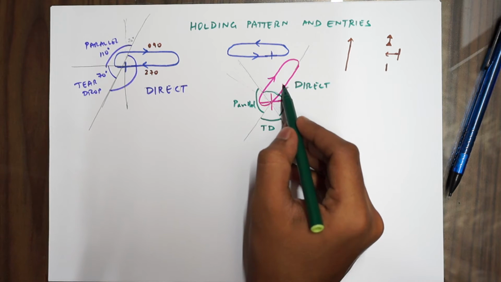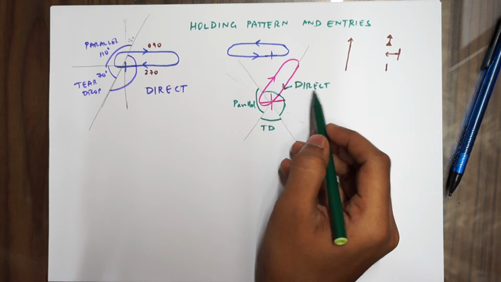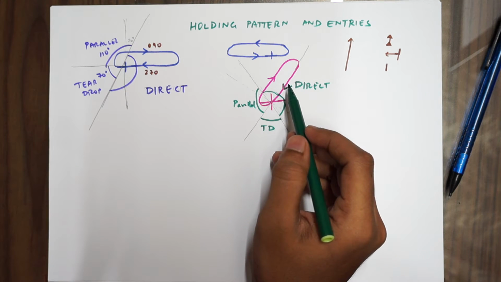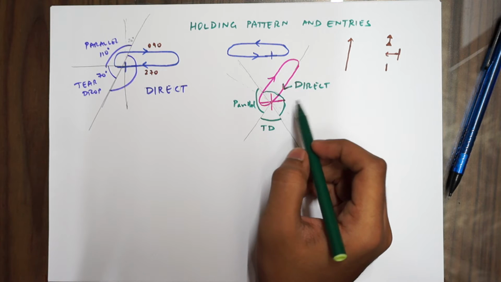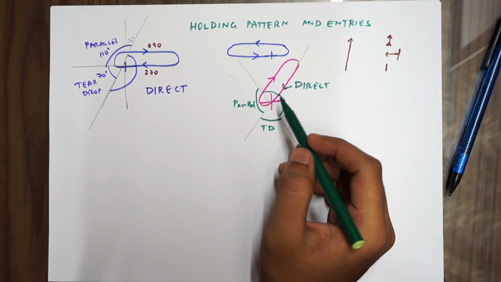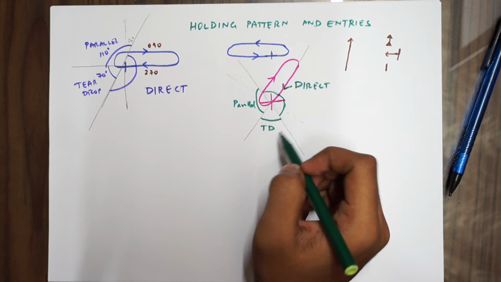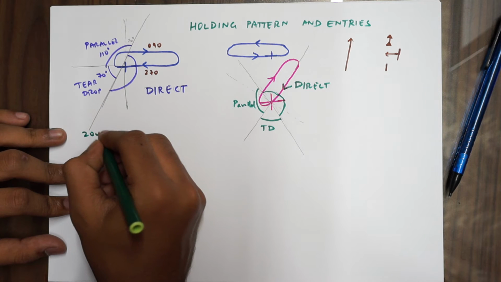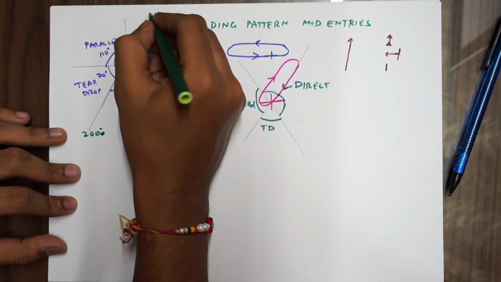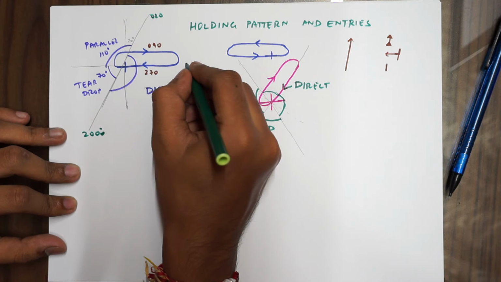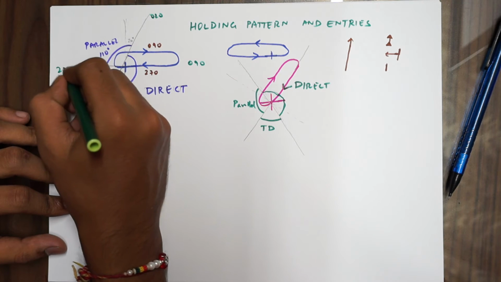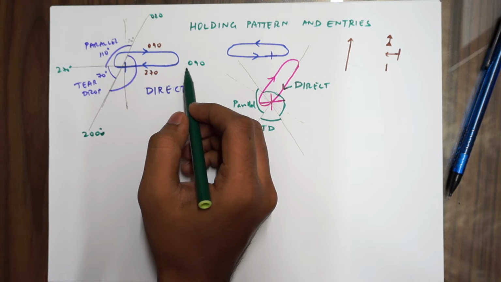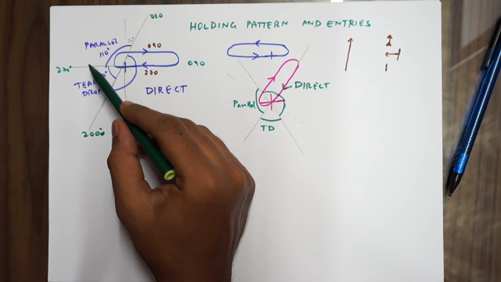Okay, so in the direction of the arrow, wherever it's directing, that side is a direct entry. Irrespective of what kind of hold it is, you just remember to make a 20-degree correction and know the radials where you are. In this example, approximately this is 200, and this is 020, and this is of course the 090 radial, and this is the 270 radial.